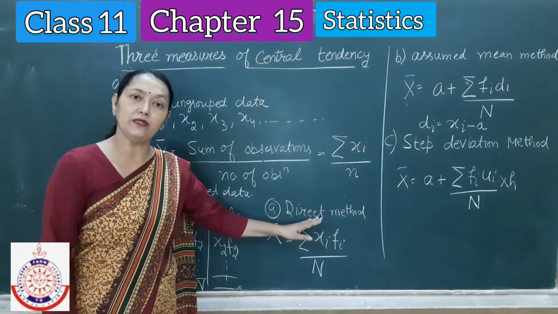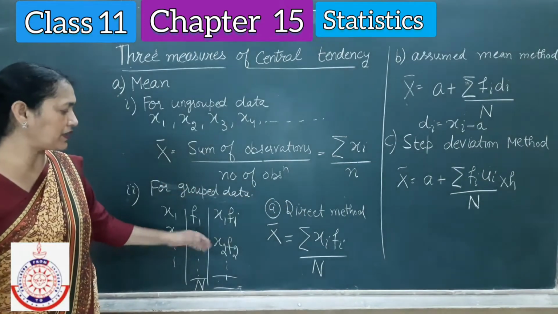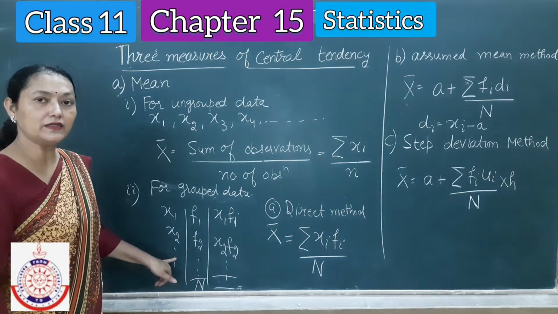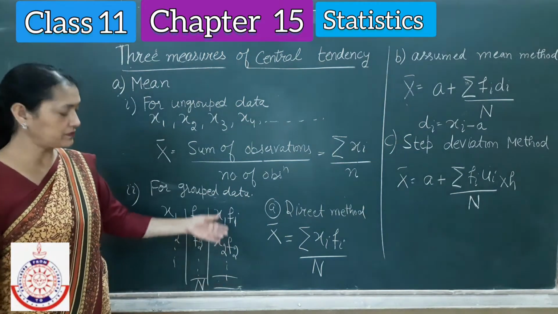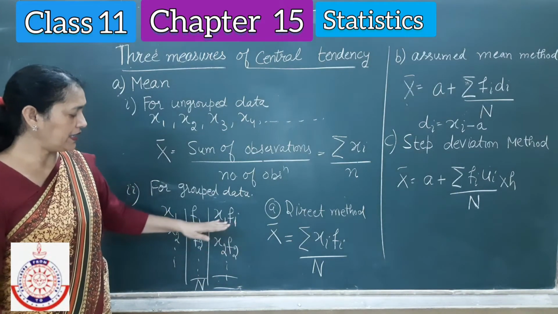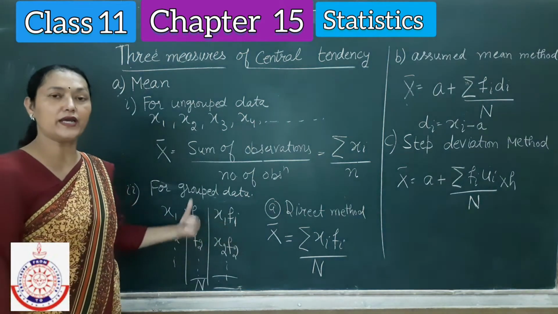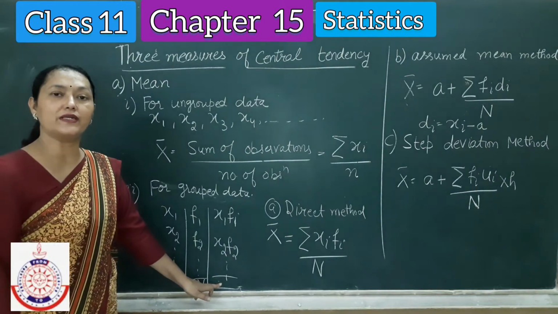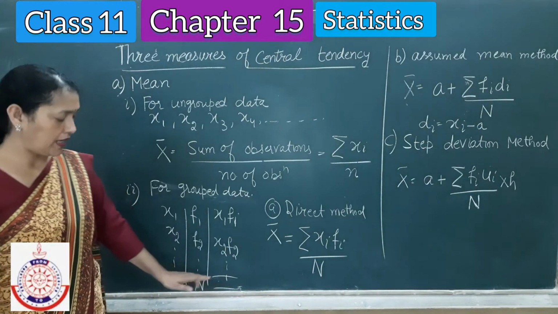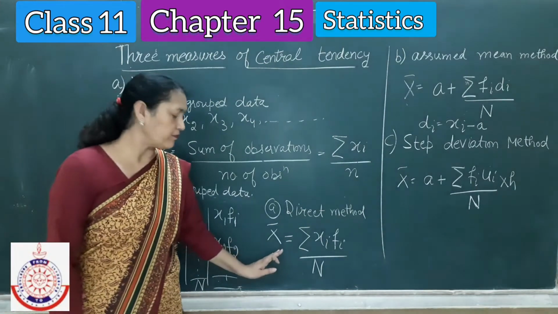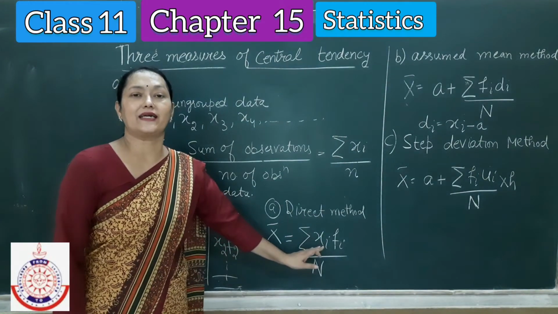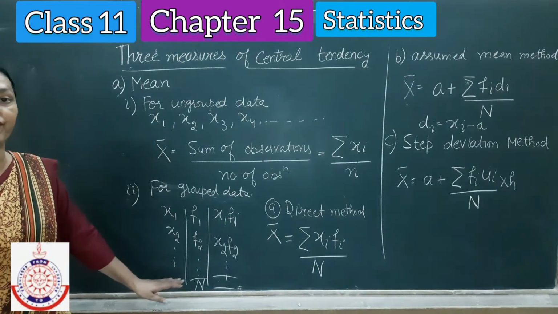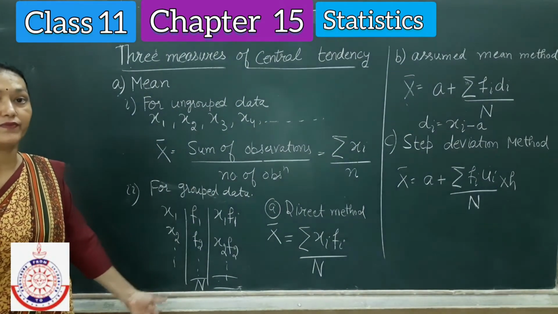First is direct method. If data is quite simple, calculations are quite simple, observations are given, their corresponding frequencies were given, then we used to multiply each xi with fi, then in the last, we used to calculate its sum, and the formula we used is sigma xi fi divided by capital N. Capital N means sigma of fi, sum of frequencies.